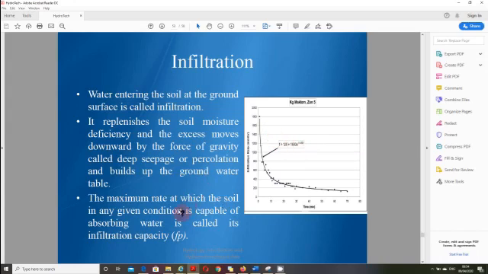The maximum rate at which a soil is able to absorb water is what we call its infiltration capacity. In fact, it should be the maximum rate at which the soil is able to absorb water. Okay, and this, as I've just shown you, varies with time.